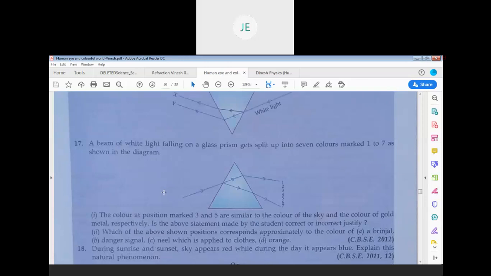Yes, sir, respectively. Third one is the sky, which is blue, correct. And fifth one, gold, is yellow. Third one is blue, correct, but fifth one is yellow. In this diagram, fifth one is yellow, but third is gold, yellow?